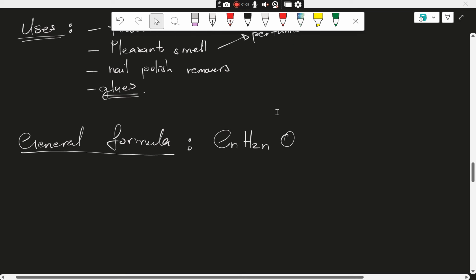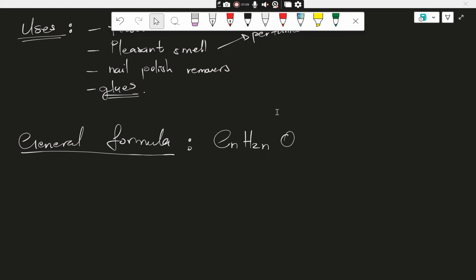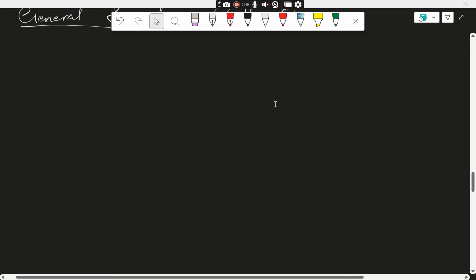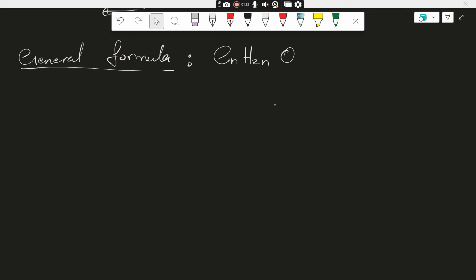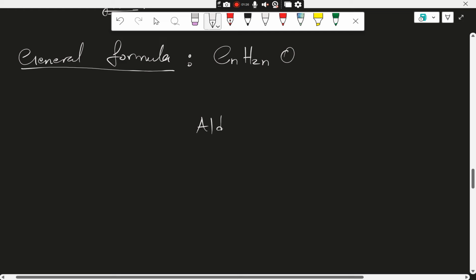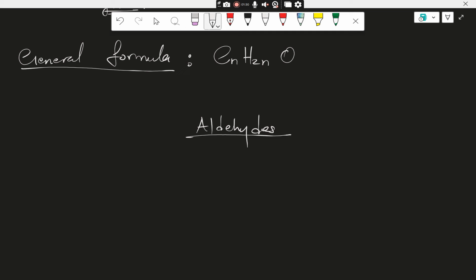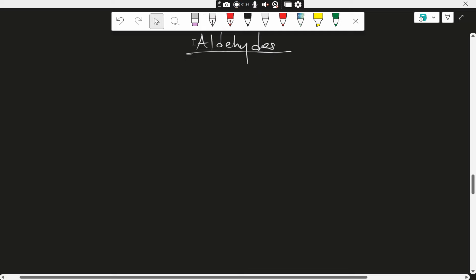Then the general formula for carbonyl group compounds is CnH2nO. And we have two types: the aldehydes and the ketones. The difference between these two, the aldehydes and ketones, is the position of your functional group, right? Which also results in a difference in the naming of your compounds.